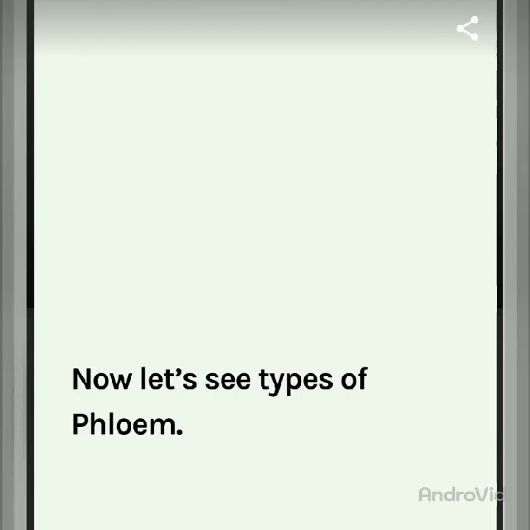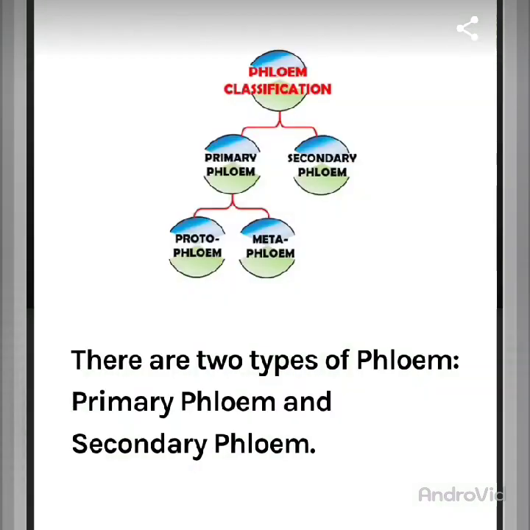But I have a picture. With the help of this you can see the types of phloem. Now let's see the types of phloem. There are two types of phloem: one is the primary and the second is the secondary phloem. So we can divide phloem into two types, the primary phloem and the secondary phloem. Primary phloem can be of two types, protophloem and metaphloem.